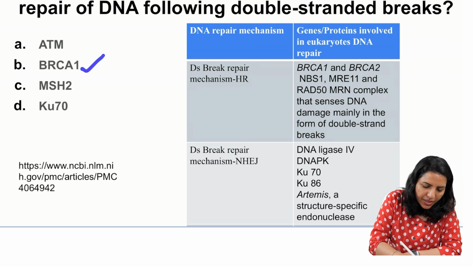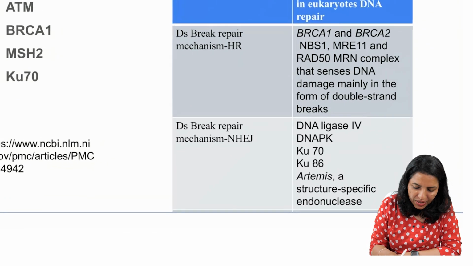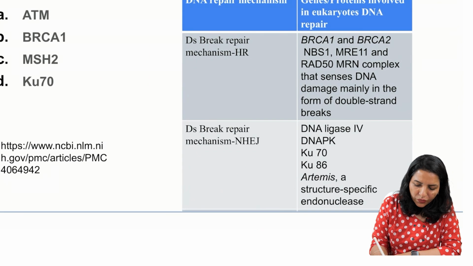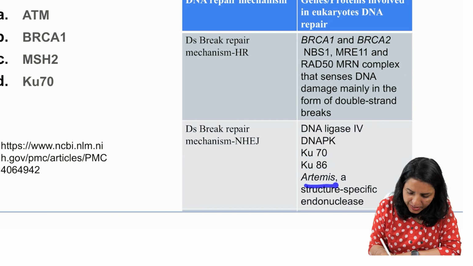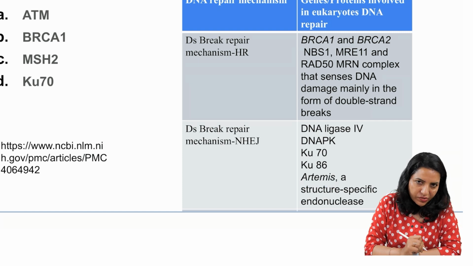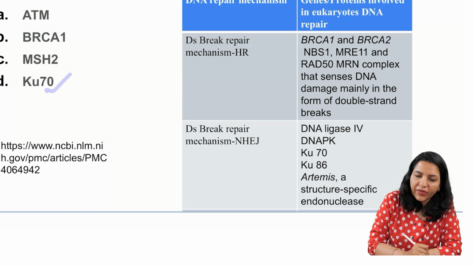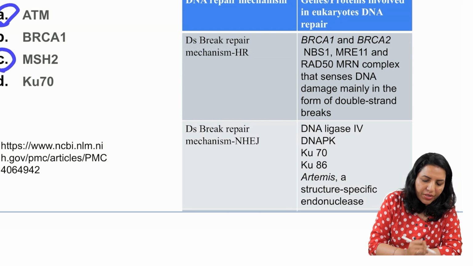So we have seen BRCA1 is involved. Now you see NHEJ, which is a double strand break repair mechanism. For that, DNA ligase 4, DNA protein kinase, that is DNA-PK, Ku, that is Ku70, Ku86 and Artemis, which is a kind of endonuclease. So these are the proteins involved for NHEJ. So there you can see Ku70. Now what about ATM? Now we are left with these two options, ATM and MSH2.